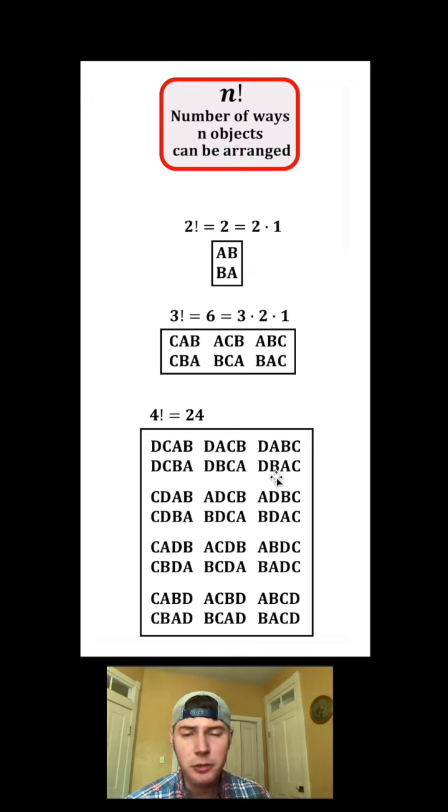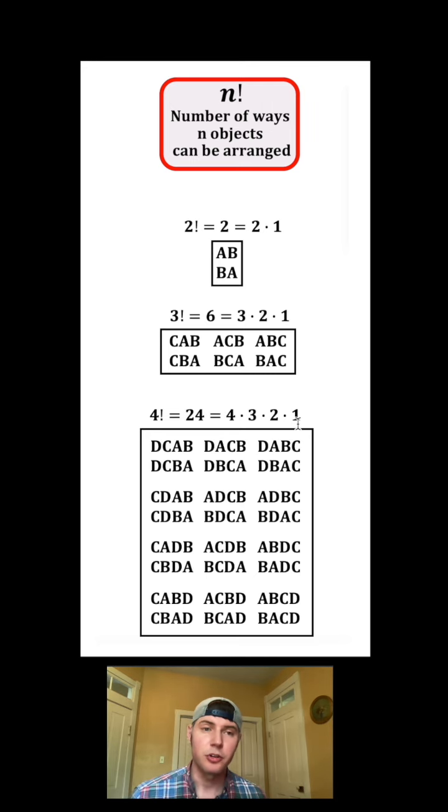So you can see exactly what happened here. We took the different ways to do this and we multiplied that by 4. So that gives us this 4 times 3 times 2 times 1, which is also 24. And in this direction, this will continue on forever. 5 factorial would be 5 times 4 times 3 times 2 times 1, and so on.